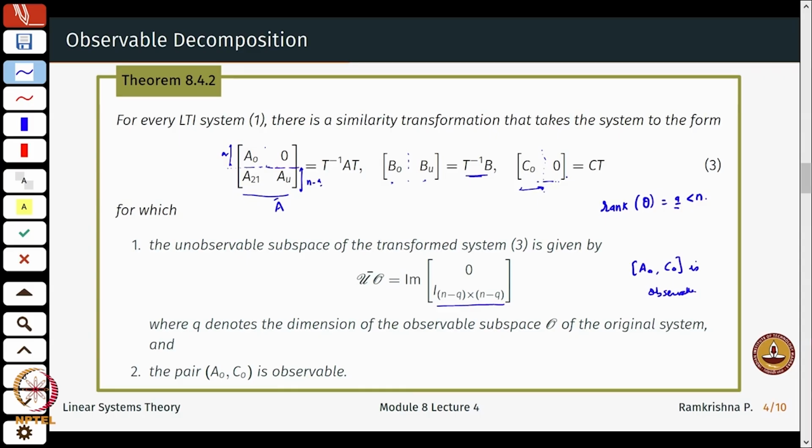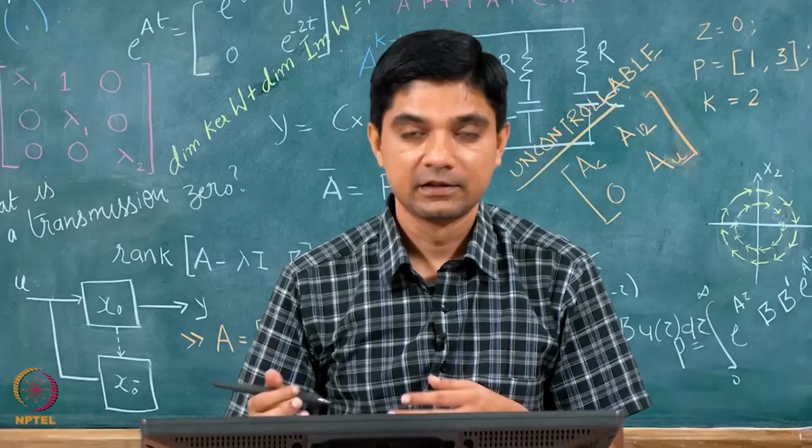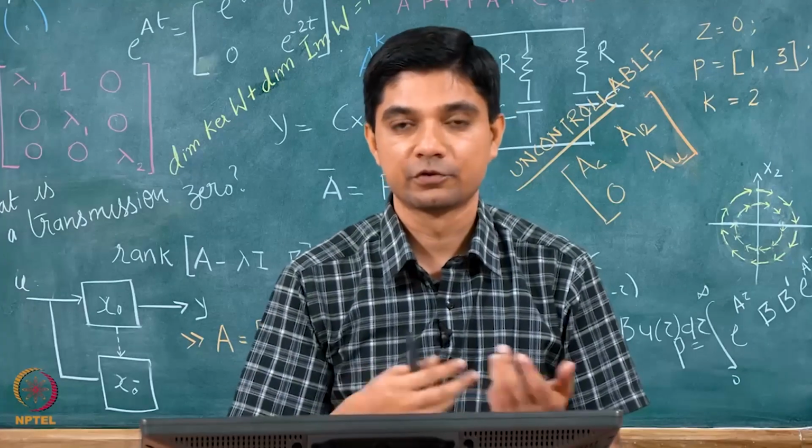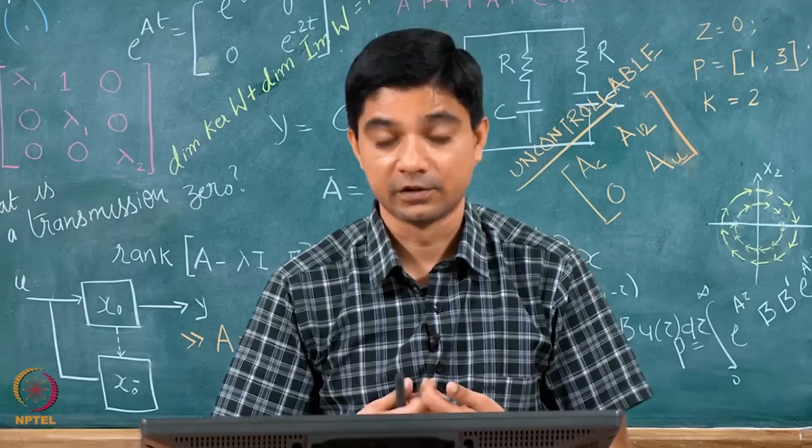You can also write down the dual version of this and check how the controllable decomposition of the dual system translates to the observable decomposition of the original system.